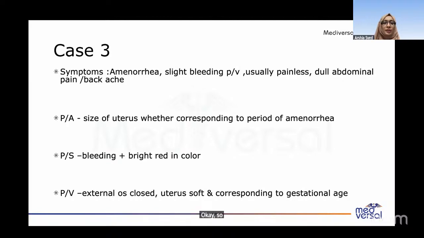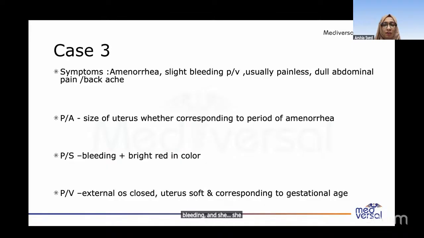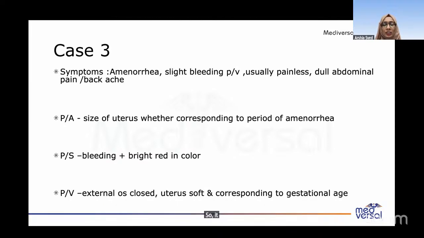A patient comes, and she gives a history that she has a period of amenorrhea, followed by a slight bleeding PV. The term here is slight. The bleeding has been very light, and she didn't have severe abdominal pain or cramps. It was just a dull abdominal pain or a backache. When you palpate her per abdomen, the size of the uterus corresponds to the period of amenorrhea, neither less nor more.